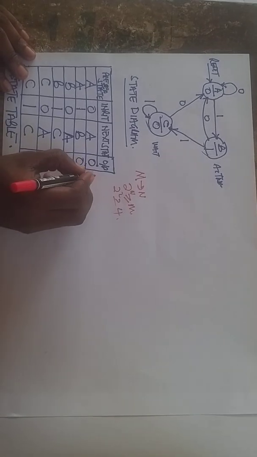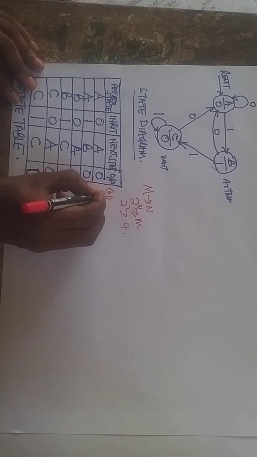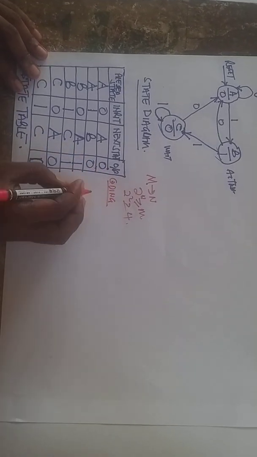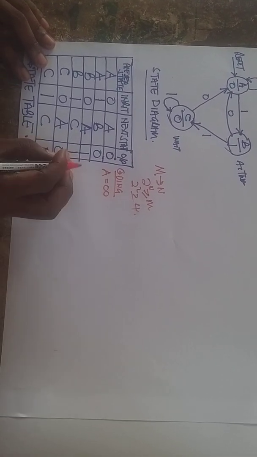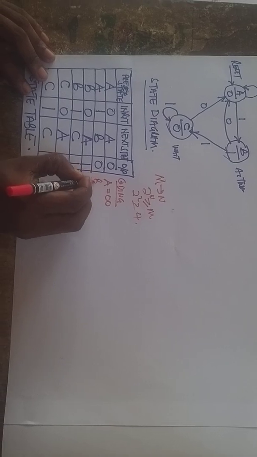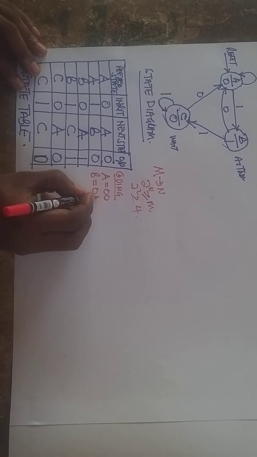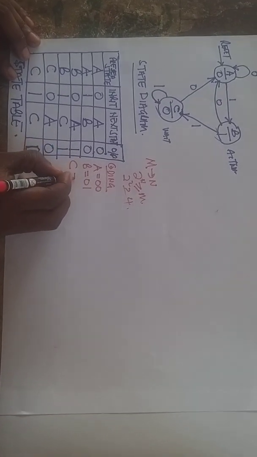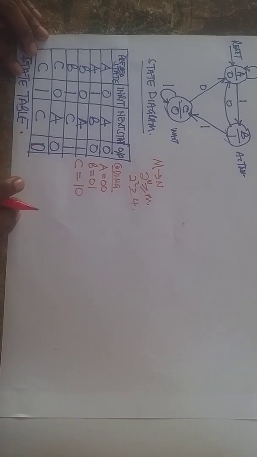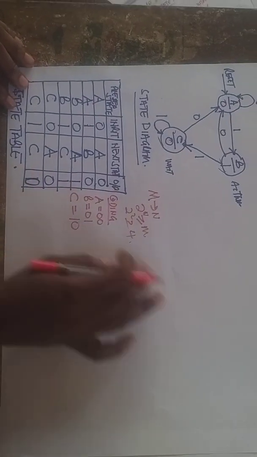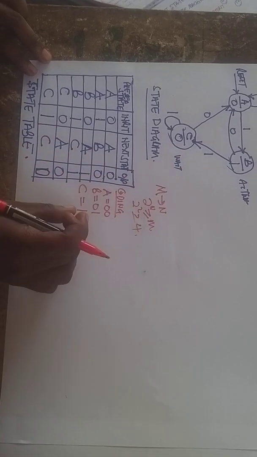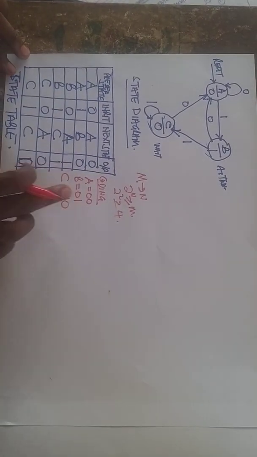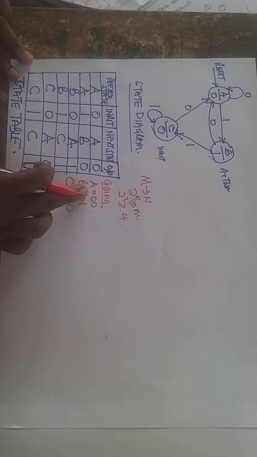So for the coding, I'll represent A with 00, B with 01, and C with 10. This is how I'm going to do it. Now let us draw the table again and fill in the codes: wherever we see A, I put 00, B 01, and so on.